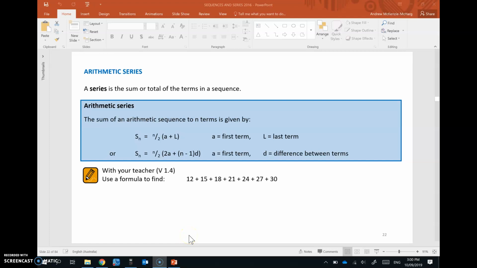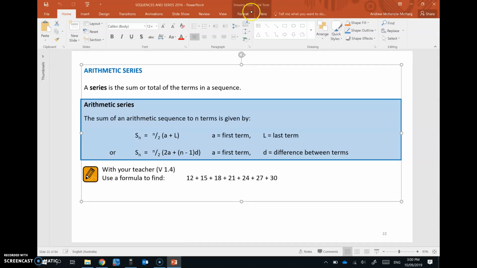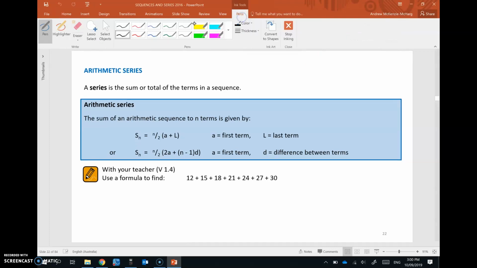General Math students, in this video we're going to look at arithmetic series. Now in previous videos we've looked at arithmetic sequences. Arithmetic series is when we take those sequences and sum them, or find the total of all the terms in the sequence. So we're just going to add up all the terms in the sequence, but we're going to use these formulae to do that.